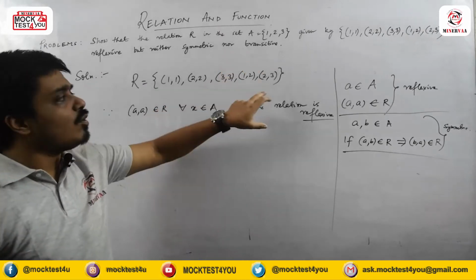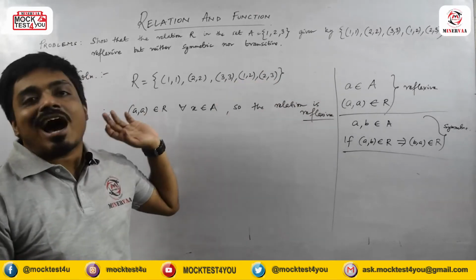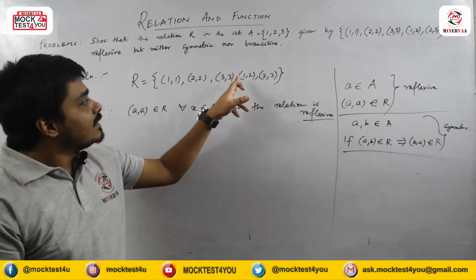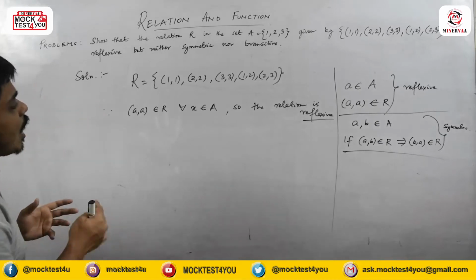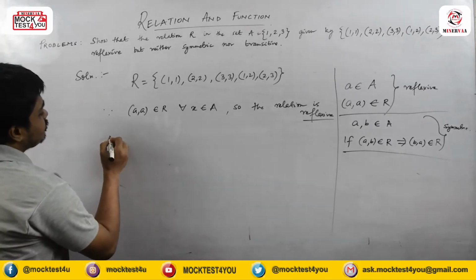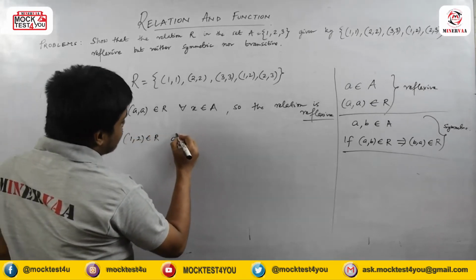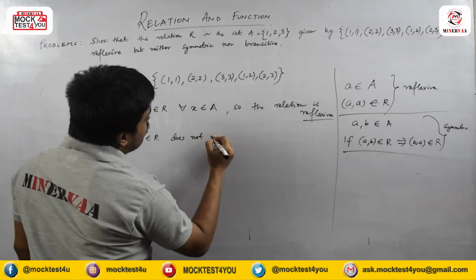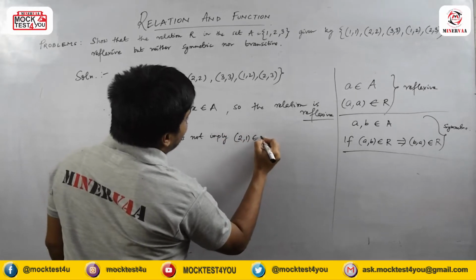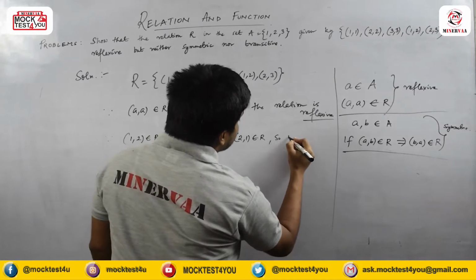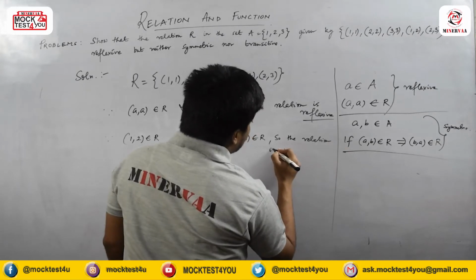Fine, this one is okay. Now look at (2,3) also. (2,3) is there, but (3,2) is not there. So both these elements of the relation R do not have their counterparts: (2,1) is not there and (3,2) is not there. So we can say that the relation is not symmetric. How will I write that? Write down: since (1,2) element of R does not imply (2,1) element of R, the relation is not symmetric.